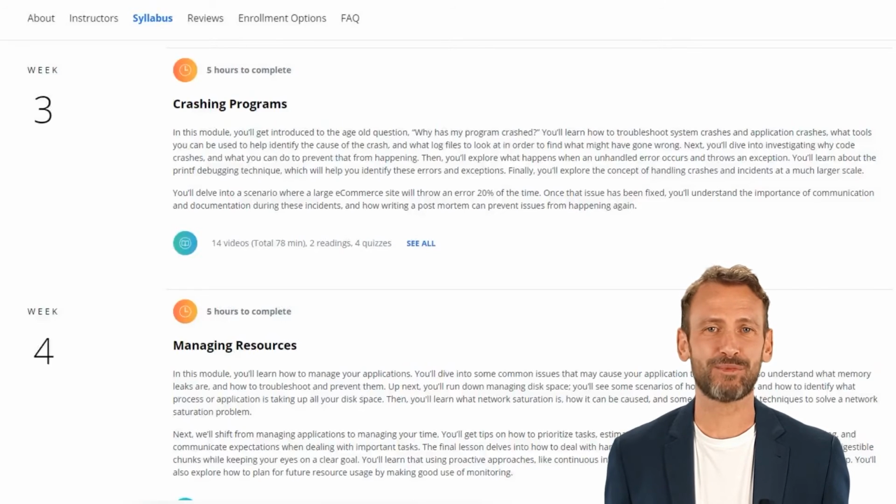Up next, you'll run down managing disk space. You'll see some scenarios of how this happens and how to identify what process or application is taking up all your disk space. Then, you'll learn what network saturation is, how it can be caused, and some useful tools and techniques to solve a network saturation problem.